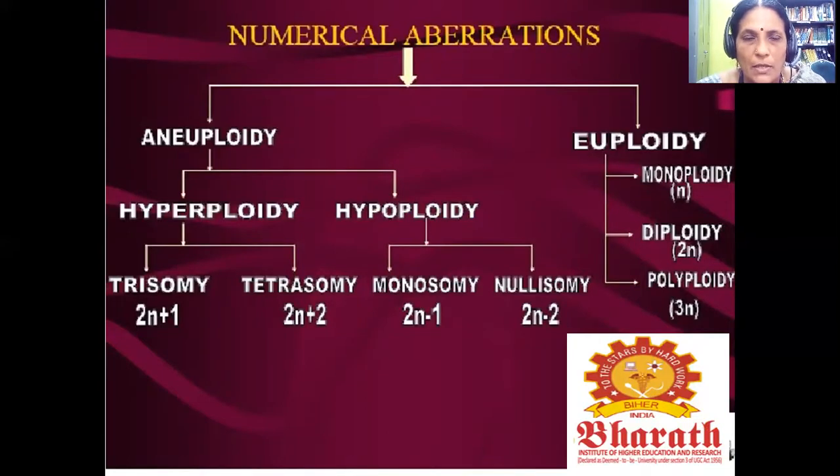The numerical aberrations are classified into two types, aneuploid and euploid. Aneuploid is further classified into hyperploidy. Hyperploidy is further classified into trisomy, 2n plus 1, then tetrasomy, 2n plus 2. Then hypoploidy is further classified into monosomy, 2n minus 1, and nullisomy, 2n minus 2. Then euploidy is further classified into monoploidy, n, then diploidy, 2n, then polyploidy, 3n.